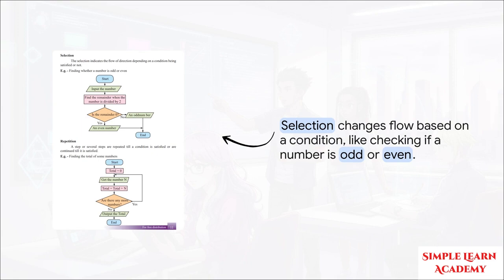What if your program needs to make a decision? That's where the selection structure comes in. You see that diamond shape? It asks a question, like, is the remainder 0? And that creates a fork in the road. If the answer is yes, the program goes one way. If it's no, it goes another. This is the heart of how programs make choices.